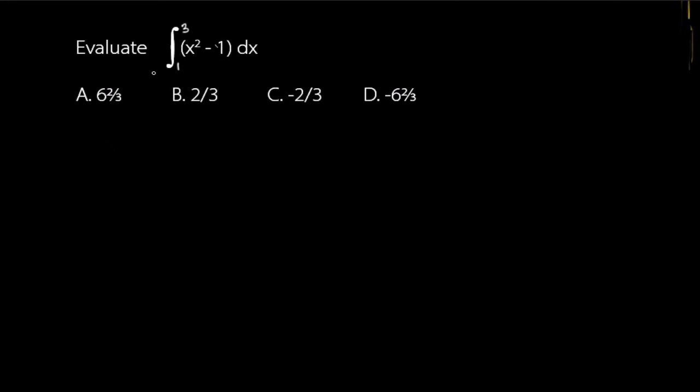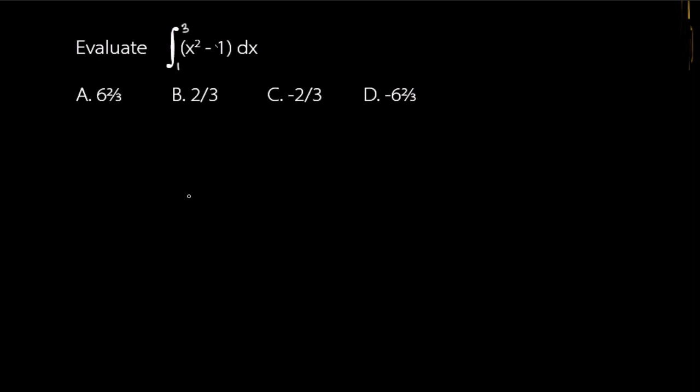The question here says evaluate this definite integral. The lower limit of the definite integral is 1 and the upper limit is 3, while the integrand is x squared minus 1 dx with respect to x. The options we have are 6 2/3, 2/3, negative 2/3, and negative 6 2/3.